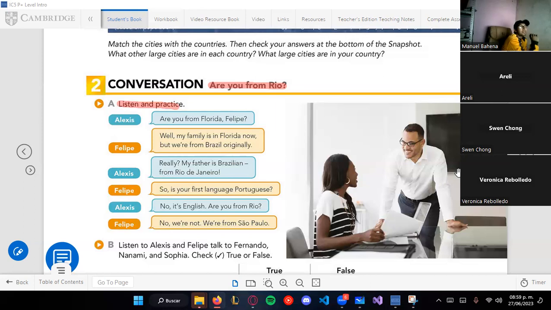But we are from Brazil originally. Pero somos originarios de Brasil, o somos de Brasil originalmente. Correct. And then it says, really? ¿En serio? My father is Brazilian. Mi papá es brasileño. Mi padre es brasileño. From Rio de Janeiro.